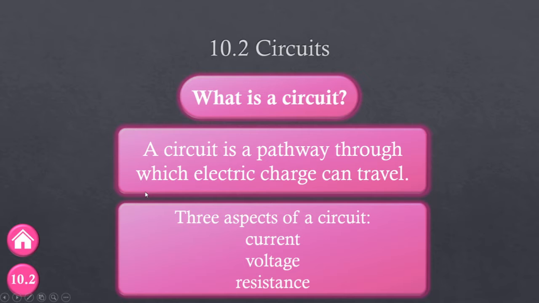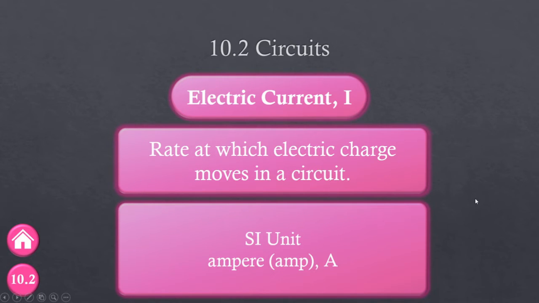First of all, what is a circuit? Well, a circuit is just a conducting pathway. That is a pathway that electric charges can travel through. Now, there's three aspects of a circuit that we're going to be discussing. They are current, voltage, and resistance. So let's start with electric current.